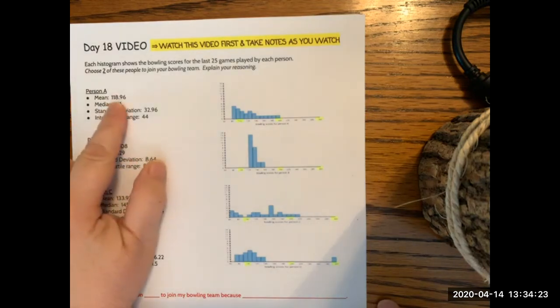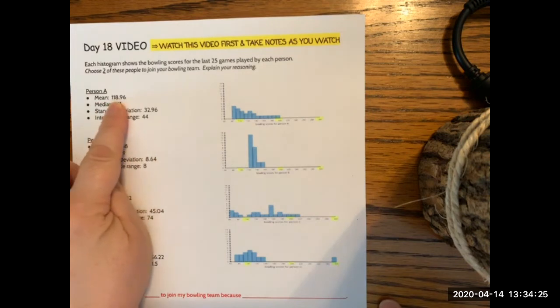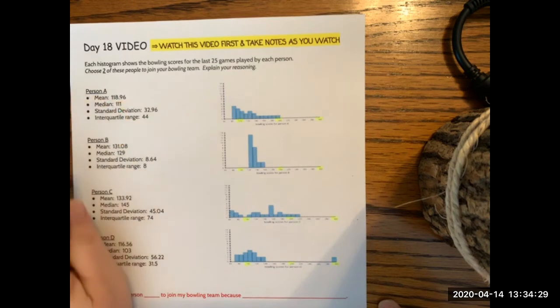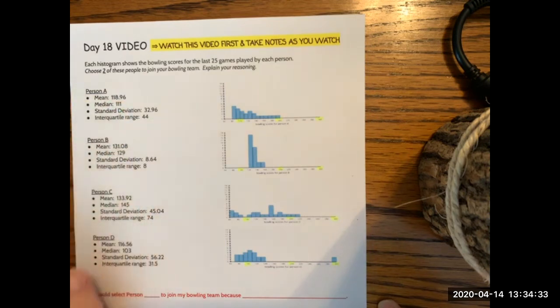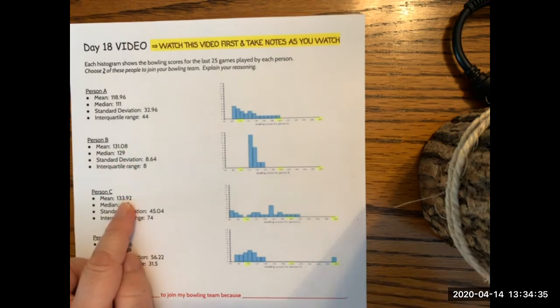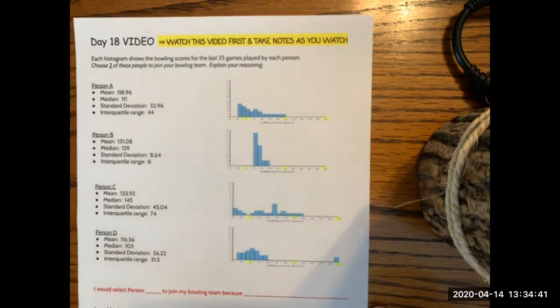So this person is averaging a little under 119 points per game. This person is averaging about 131 points per game. This person, almost 134, and this one is averaging almost 117 points a game. So it tells you their average score. The second one is the median.